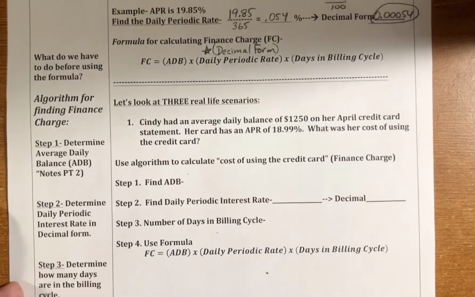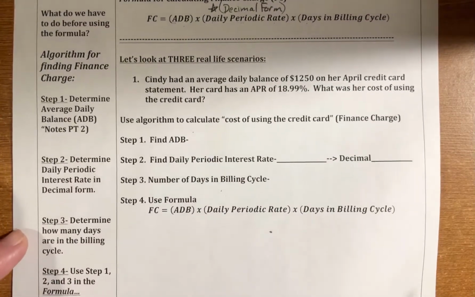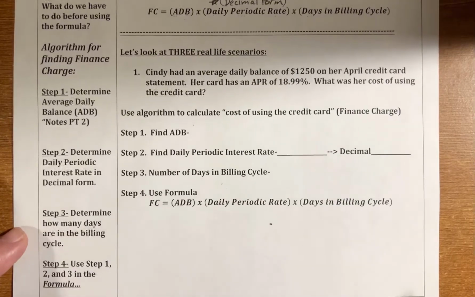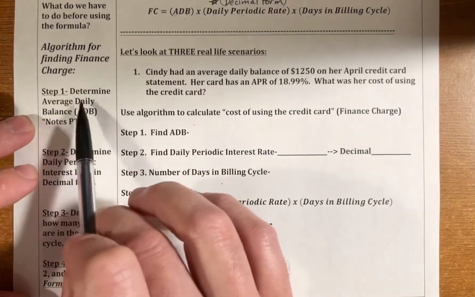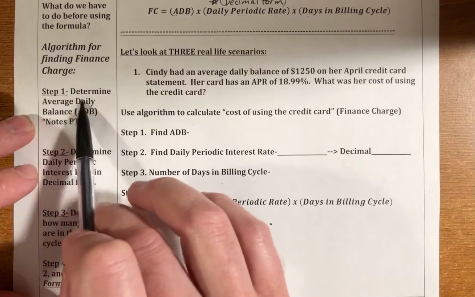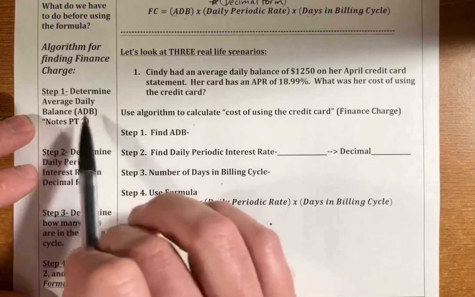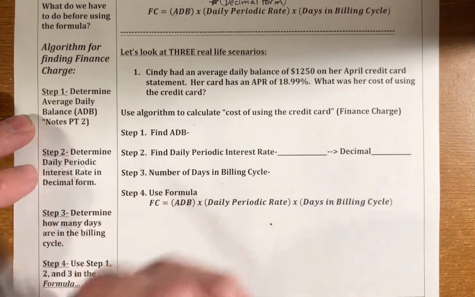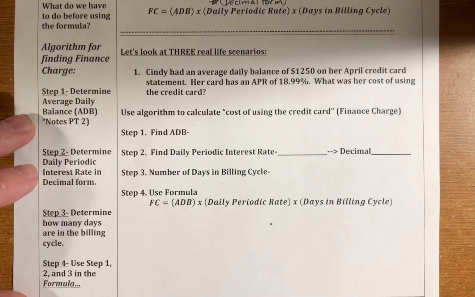But let's look at the algorithm. Okay, I'm going to put it right here. This class is all about algorithms, a step-by-step approach to solving problems. So right over here, we've got the algorithm for finding finance charge. Step 1, determine the average daily balance. Now that's what we did in part 2. So if you're confused about that, take a look at that video again on part 2.